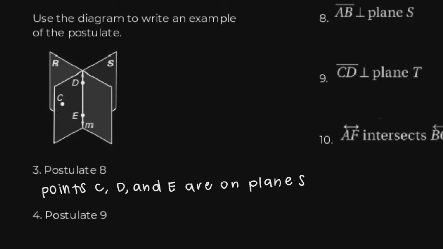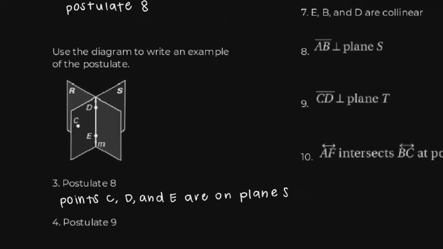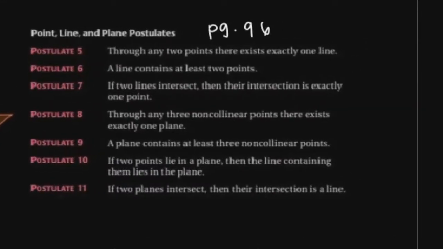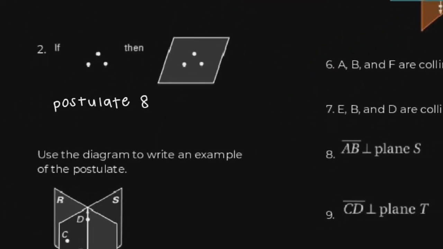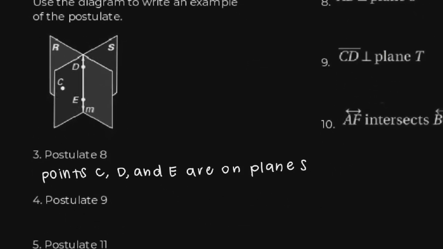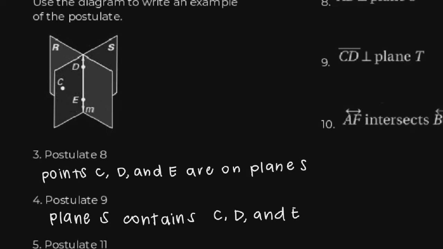Next is postulate 9. If we come back up here, we can see postulate 9 states that a plane contains at least 3 non-collinear points. So it's kind of like the backwards of postulate 8. So for this one, we can write plane S contains C, D, and E. And those are non-collinear points.